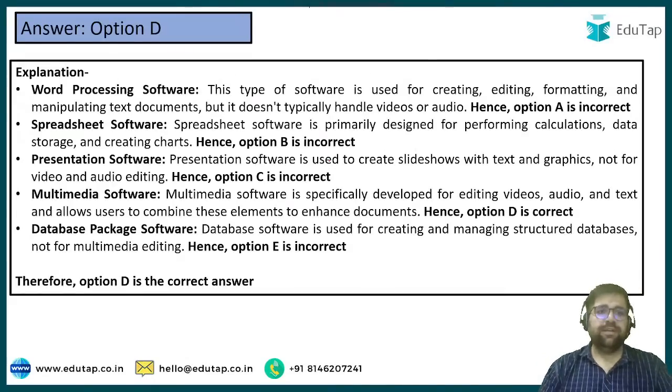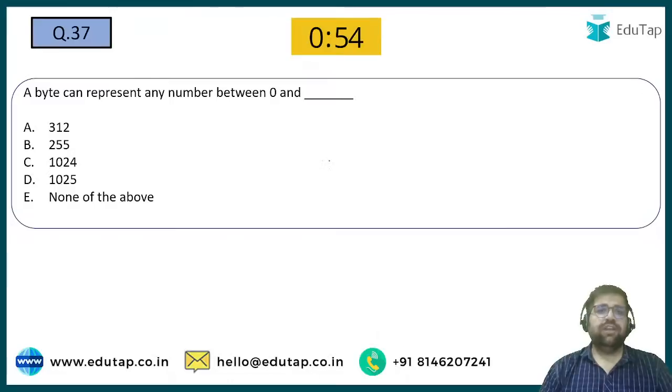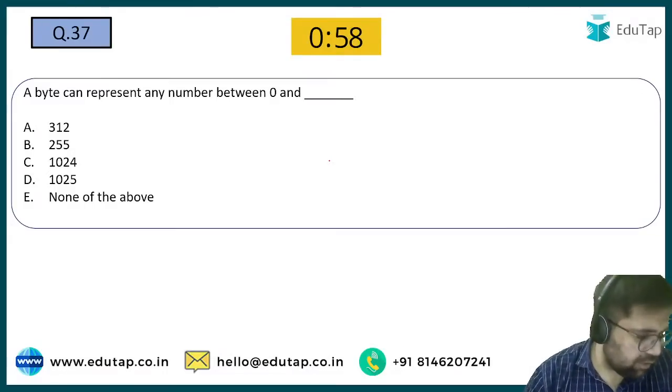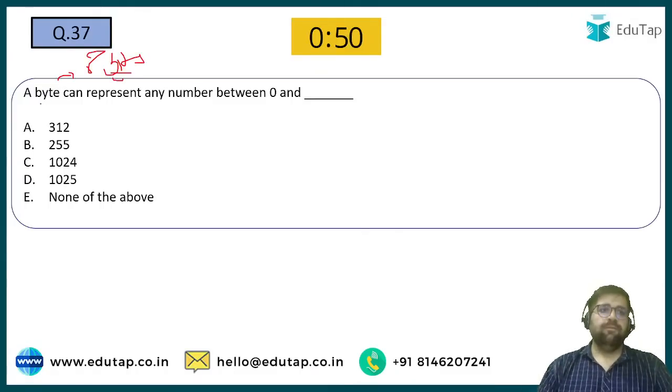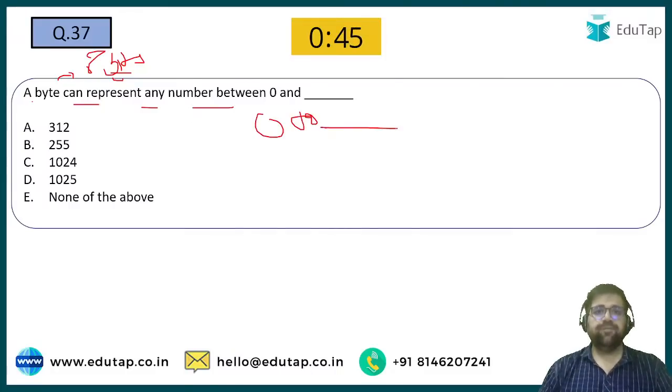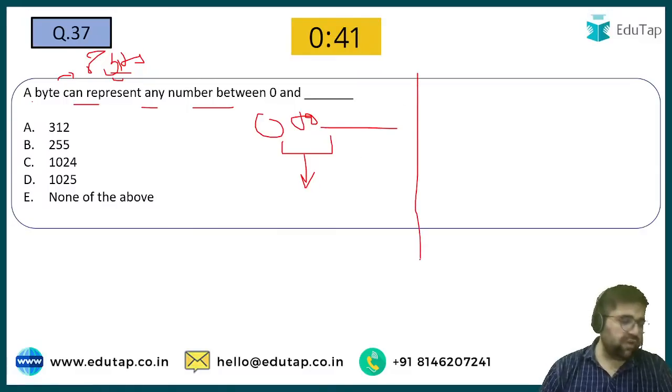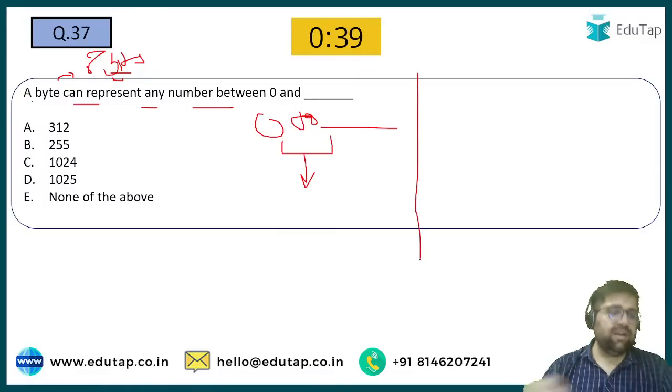Now let's move ahead. Okay, so we have question number 37 now. Question number 37. A byte. A byte is what? A combination of 8 bits. Now, a byte can represent any number between 0 to what? I can frame this question in one more way. Question number 37.